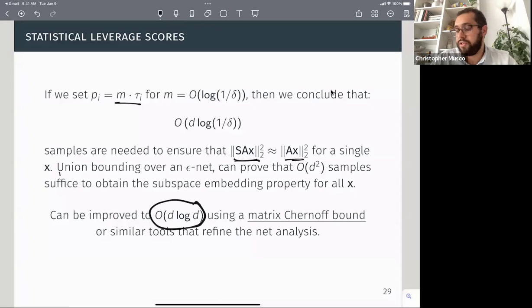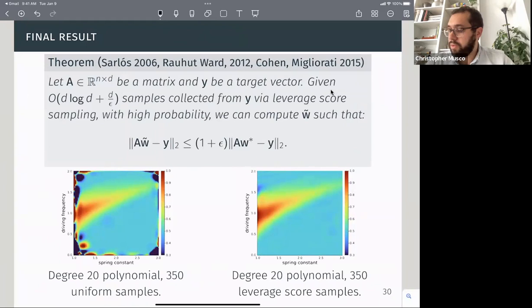Okay, so this is the final result. As I stated, if you sample d log d plus d over epsilon samples via leverage score, you solve this agnostic learning problem for linear functions. Also, this method tends to work really well in practice. So here's an example, the one I showed at the beginning of the talk, where I'm trying to estimate some quantity of interest for this driven harmonic oscillator. I'm trying to approximate this pretty complex looking function with degree 20 polynomials in two dimensions, which I could frame as a linear problem by a feature transformation.